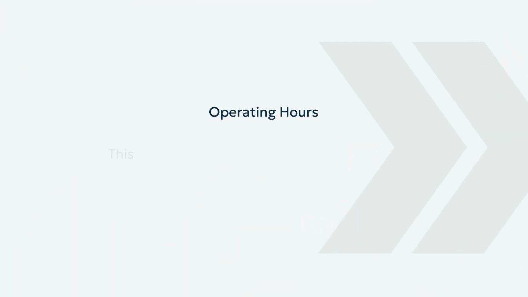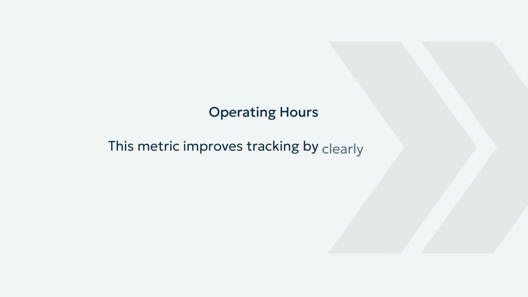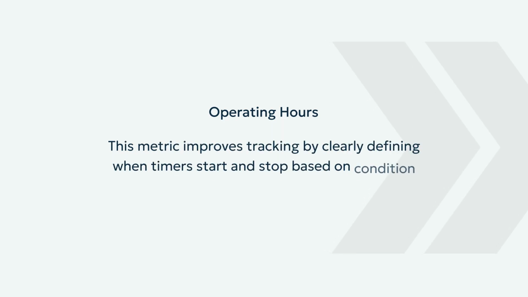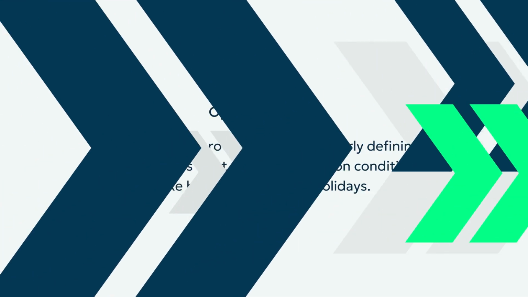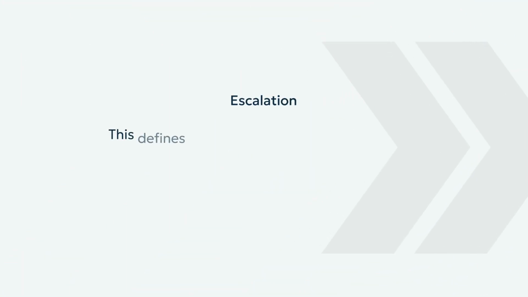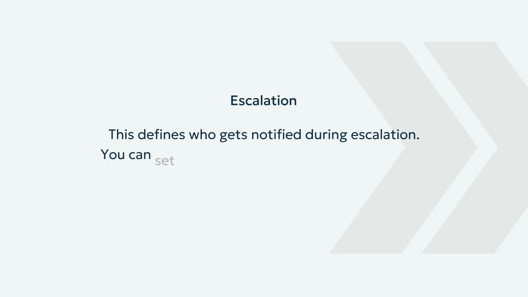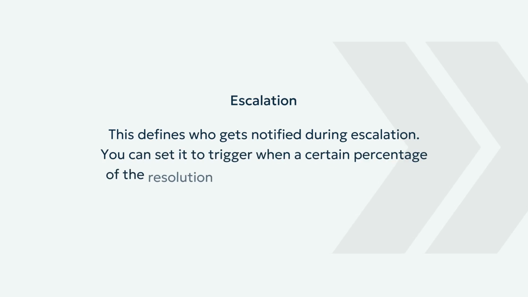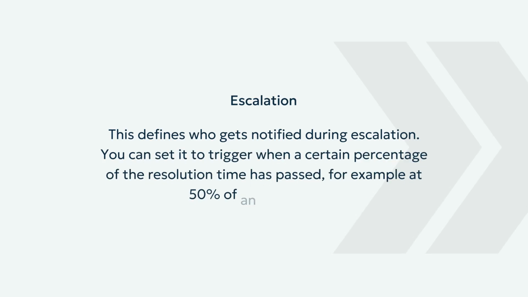Operating hours. This metric improves time tracking by clearly defining when timers start and stop based on conditions like business hours and holidays. Escalation. This defines who gets notified during an escalation. You can set it to trigger when a certain percentage of the resolution time has passed. For example, this can be done at 50% of an 8-hour limit.